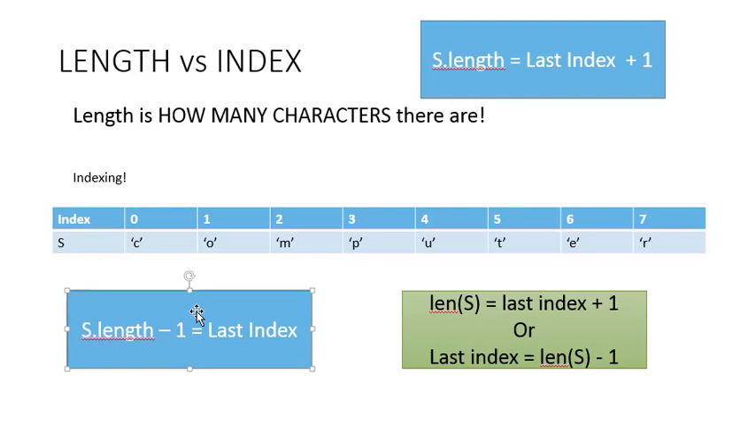So s.length minus 1 will be the last index, and in Python the same concept applies, except I use the len function instead of s.length. So in other words, len(s) is equal to the last index of the string plus 1, or alternatively, I could say that the last index of the string is the length of s minus 1. And this is quite an important relationship. You really just need to learn this one. Certainly understand it, but just learn it. It'll make life much easier for you.